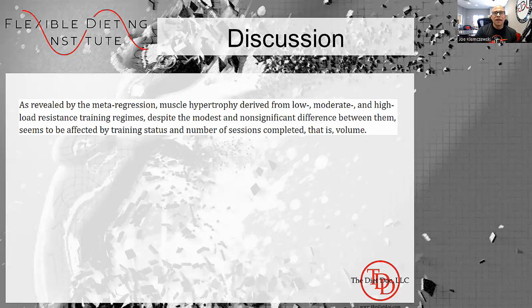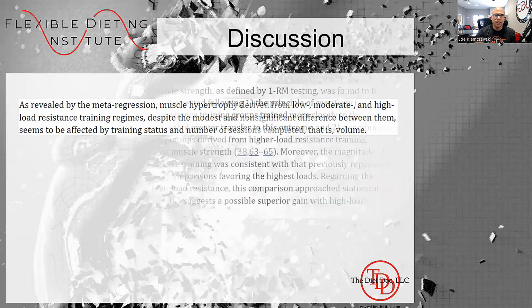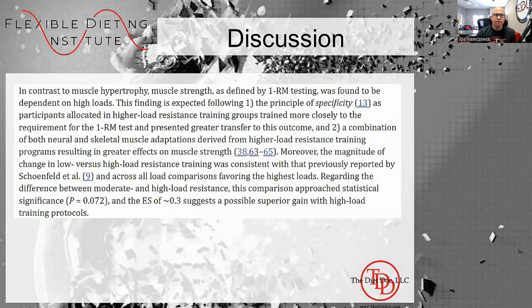But as revealed by the meta regression, muscle hypertrophy derived from low, moderate, and high load resistance training regimens, despite the modest and non-significant difference between them, seems to be affected by training status and the number of sessions completed, that is volume. Again, equating for the frequency versus volume versus load. So I promise I'm wrapping this up here.